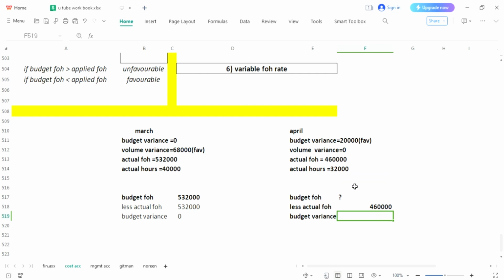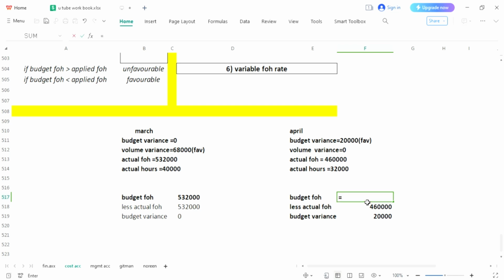Budget variance in this question is given as 20,000, and keep in mind this budget variance is favorable. So we can mention beside it that it is a favorable variance. When would our budget variance be favorable? If actual is less than budget. If actual is less, what will you do? You will have to make your budget more.